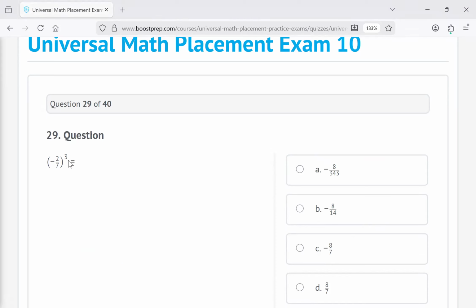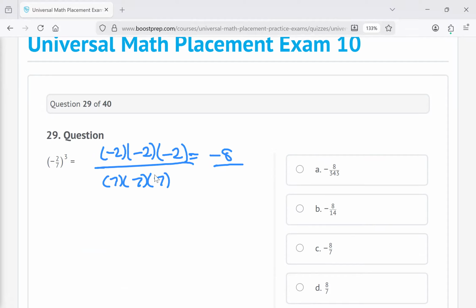Over here, negative 2 sevenths cubed, that's the same thing as negative 2 times negative 2 times negative 2. That's negative 8 on the top, and then on the bottom, it's 7 times 7 times 7, so that is 7 to the third. And I think that's it. I don't think it can be reduced necessarily, so that's an 8.